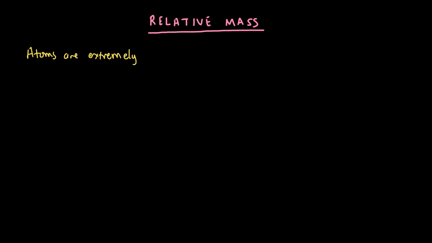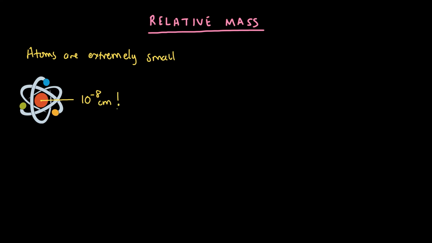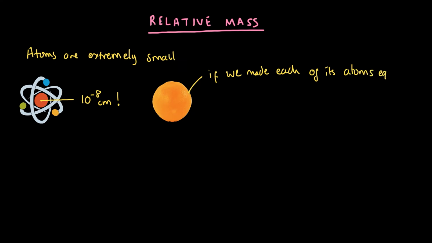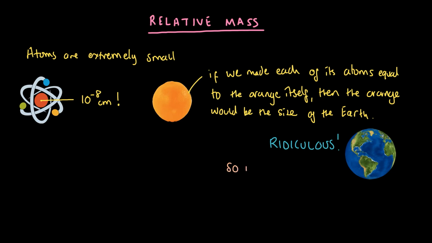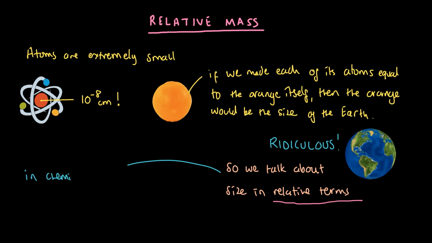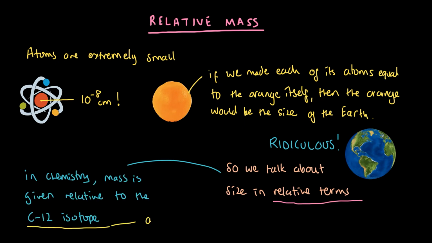We know that atoms are extremely small. The typical size is in fact 10 to the power of -8 centimeters. So, say we have an average sized orange. If we made each of its atoms equal to the orange itself, then the orange would be the size of the Earth. And that's ridiculous. And that's precisely why we talk about mass in relative terms. In chemistry, mass is given relative to the carbon-12 isotope, and this is the accepted international standard.